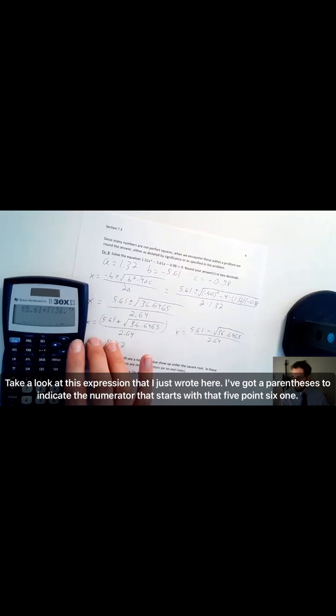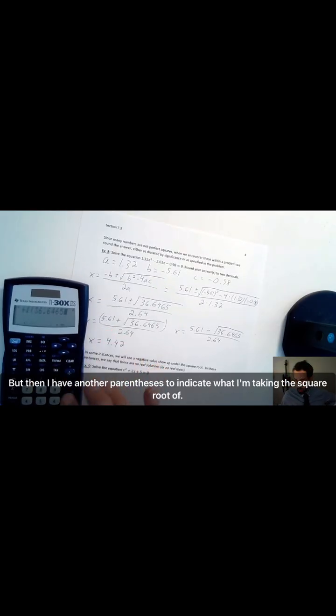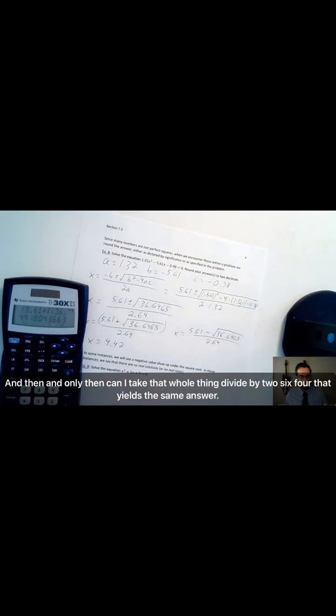Anyone who's going to ever do any programming will know the importance of parentheses. Take a look at this expression that I just wrote here. I have a parentheses to indicate the numerator that starts with that 5.61. But then I have another parentheses to indicate what I'm taking the square root of. That's something that my calculator does automatically. Yours might as well. So I need to close off that parentheses for the square root part, and then close off the parentheses for the numerator, and then, and only then, can I take that whole thing divided by 2.64. That yields the same answer.